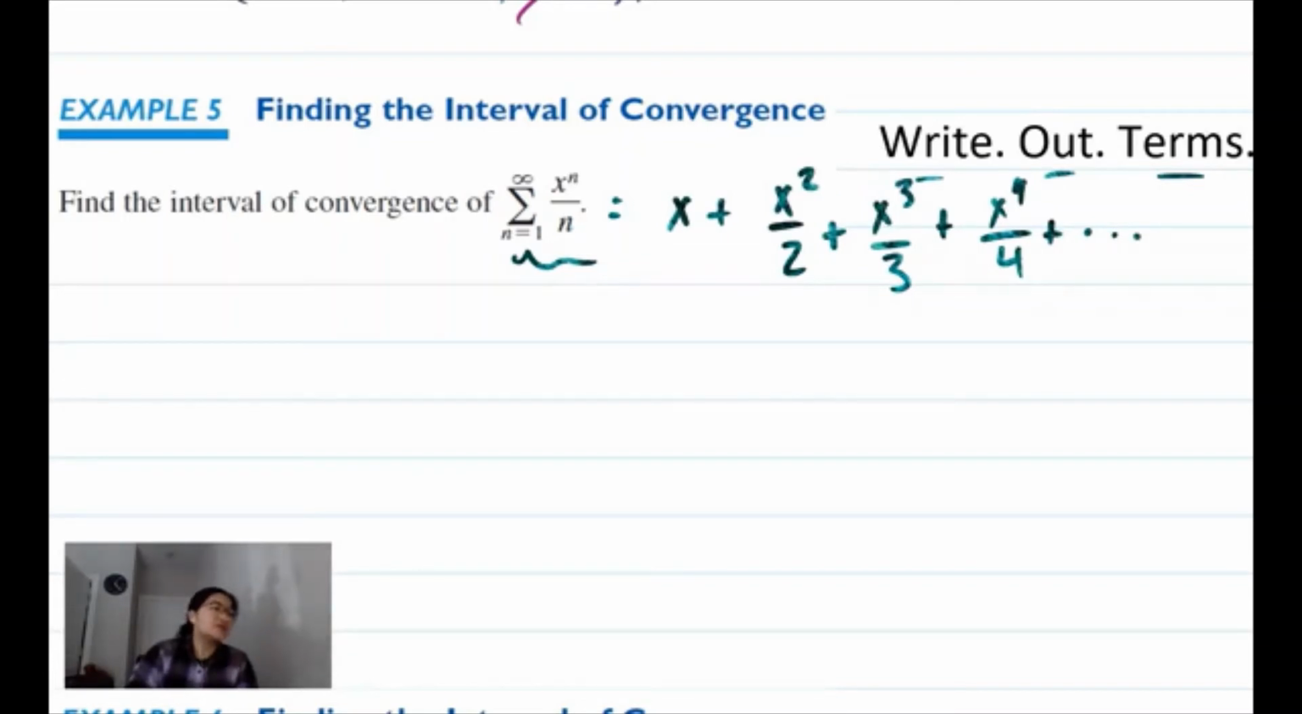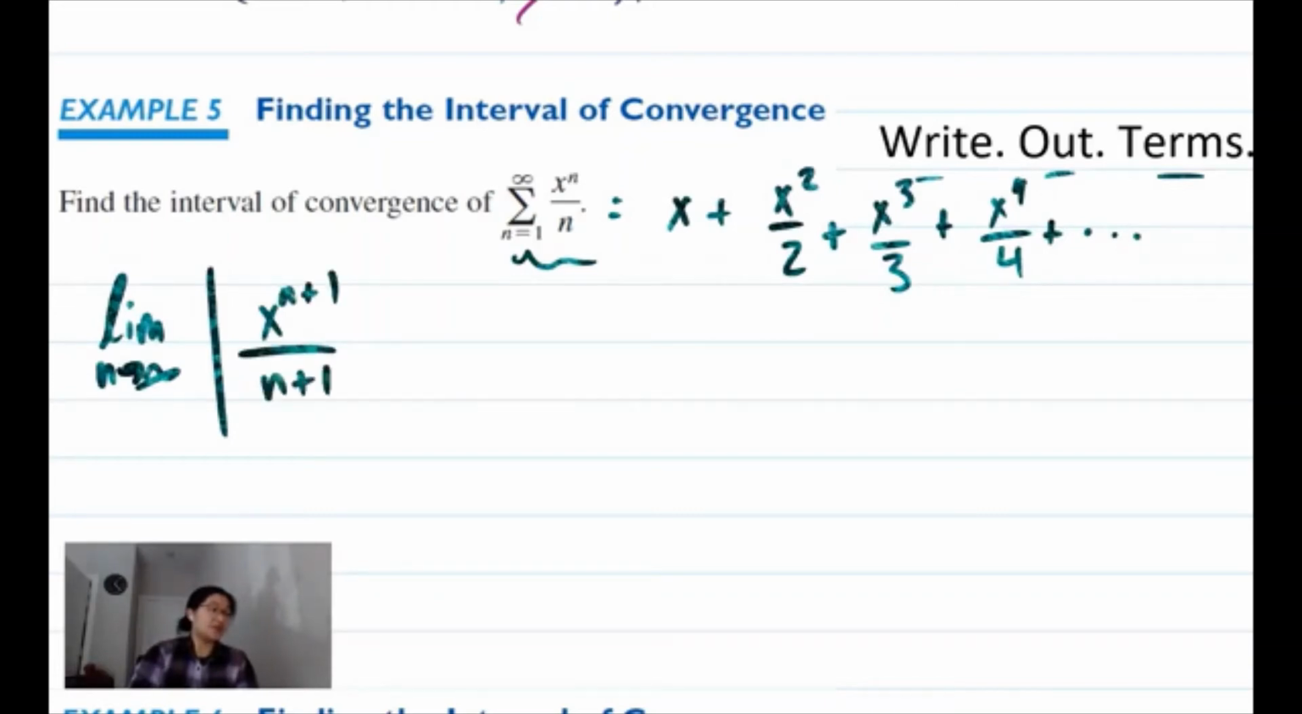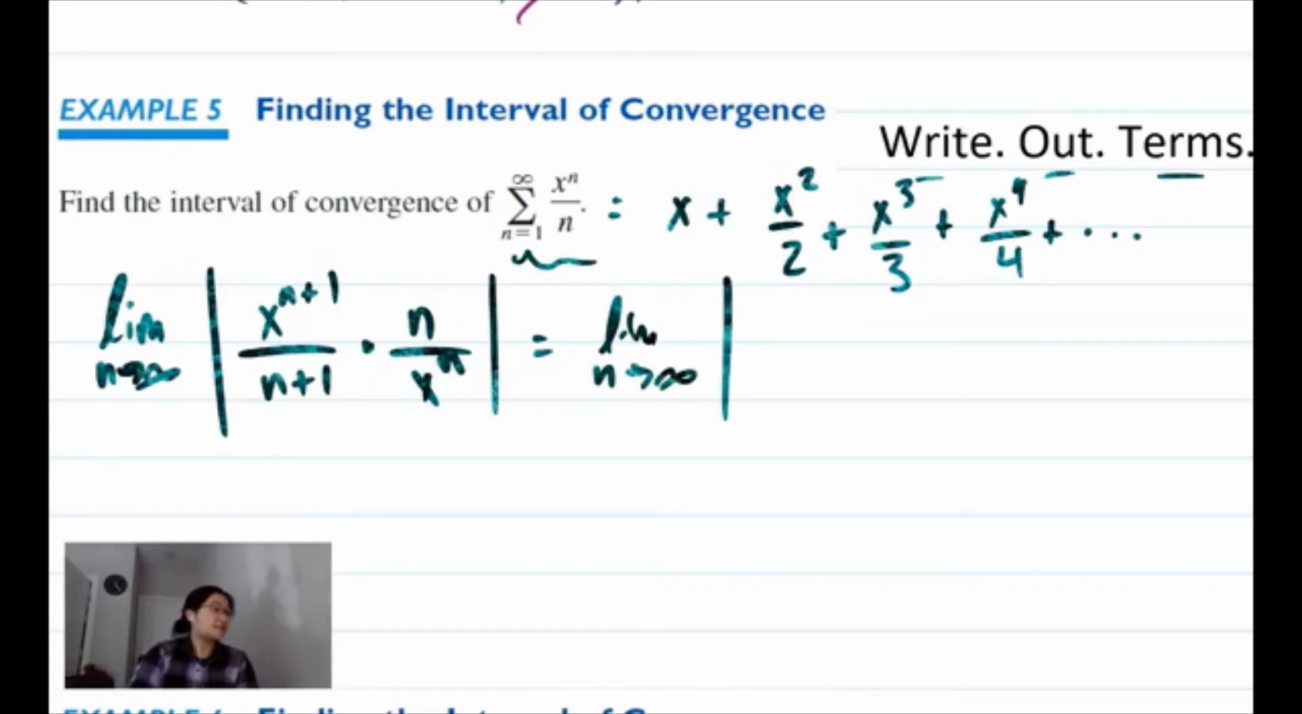Let's see, what would that interval of convergence look like? Let's think. Well, let's use the ratio test. The limit as n approaches infinity of the absolute value of x^(n+1) over n+1 times n over x^n. And what does this give us? The x to the n cancels, so we're left with x times n over n+1.